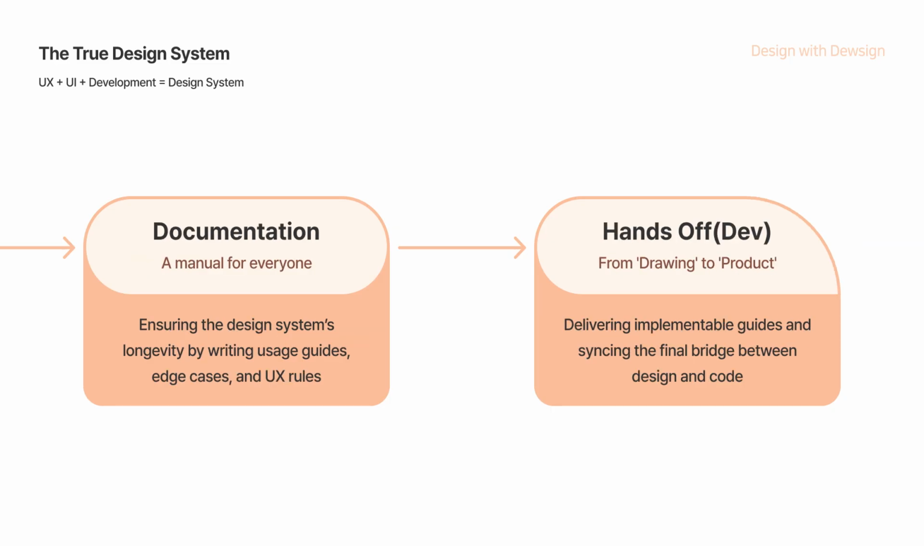Once you have created all the components, you now need the documentation process, a manual that anyone can read and use. By writing usage instructions, exception cases, and user experience guides, you are ensuring the continued vitality of the design system. Finally, we reach the hand-off stage. This is the moment when the drawings we created are transformed into an actual product. The entire workflow is completed by delivering guides so that developers can implement them accurately and aligning the final sync between the code and the design.